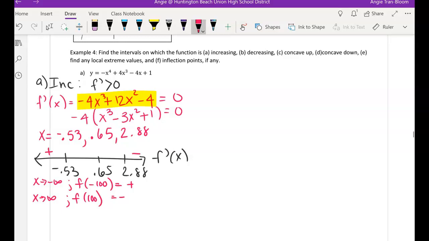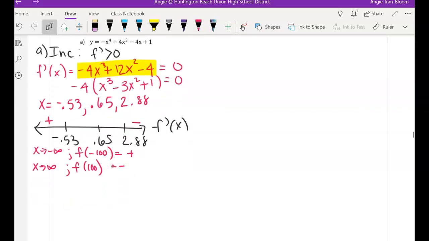So now I just have the other two things in the middle to worry about. In between negative 0.53 and a positive 0.65, there has to be a 0. So f of 0 is another one I'm going to use. When I plug in 0, this is gone, so that's negative. Then in between 0.65 and 2.88, I can technically use 1 or use 2, but 1 seems a lot easier to deal with. So 1 to the third is going to be 1 times negative 4, which is negative 4. Plus 12 minus 4 looks like it's about positive.